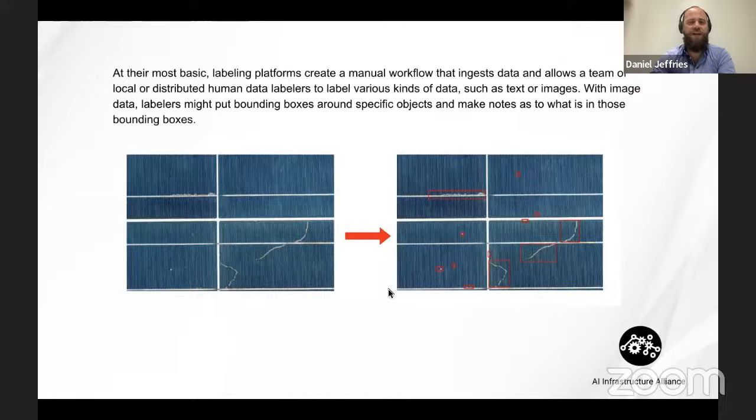And again, most labeling platforms are going to have the basic characteristics. They're going to have a manual workflow. It ingests data. It allows the teams, local or distributed, to add metadata. The labelers might put bounding boxes around something and make notes about what those things are. You're going to find that in every platform, from open source ones to the most advanced ones.